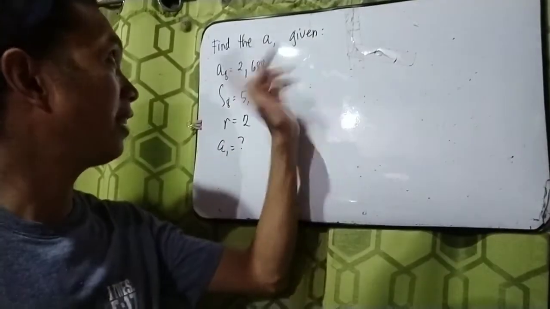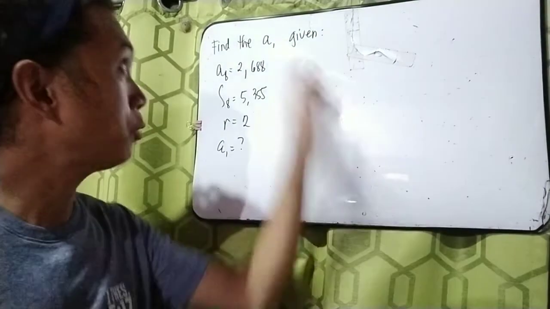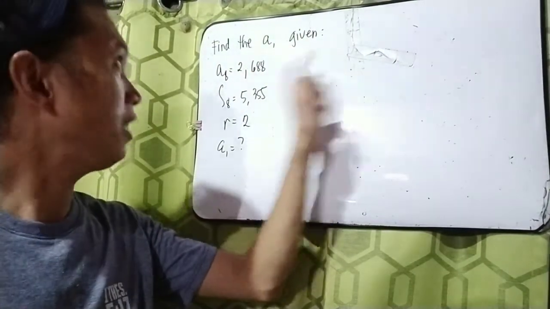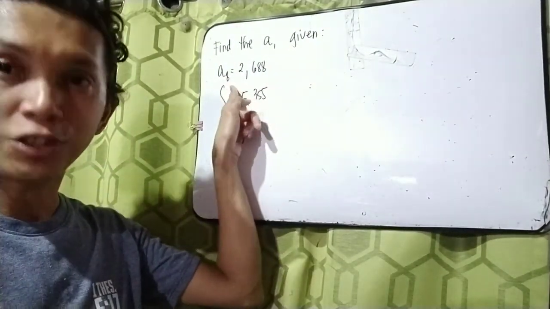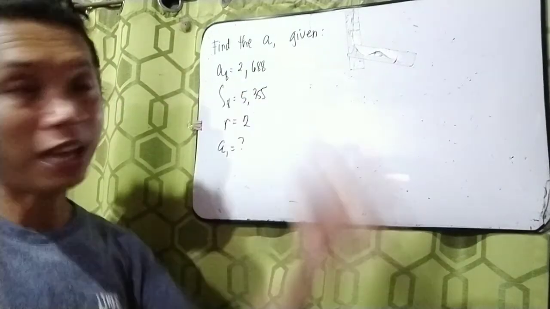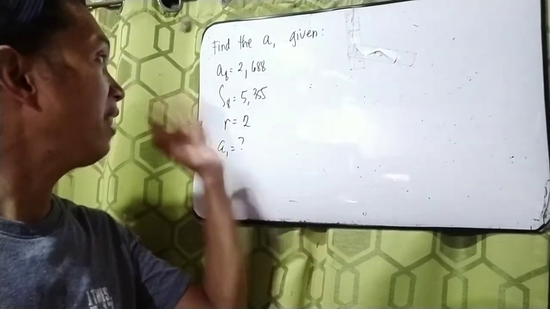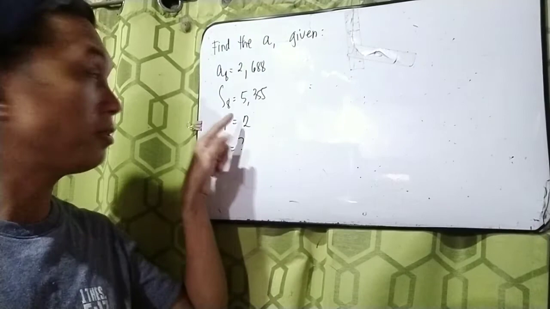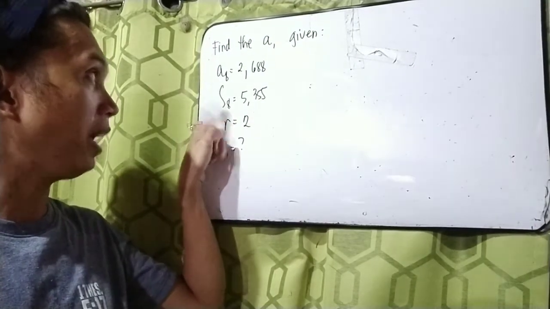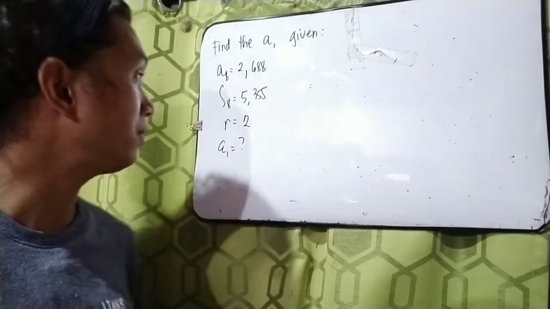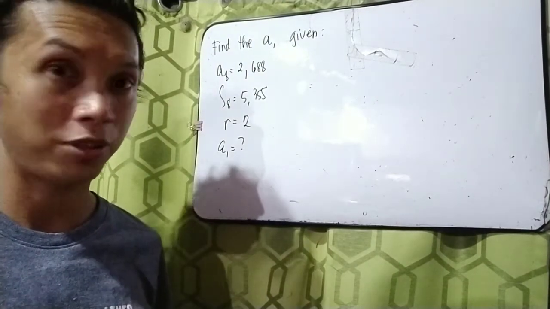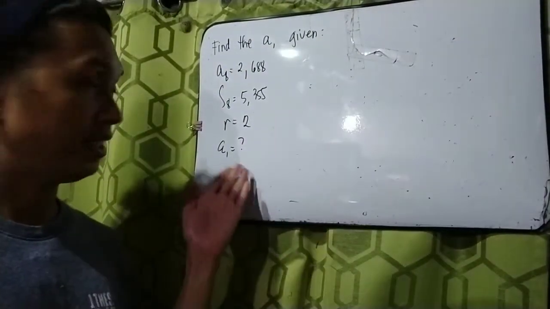So the problem goes like this. Find the first term, which is a sub 1, given the last term, which is the 8th term, a sub 8, equal to 2,688, and the sum of the 8 terms, S sub 8, is equal to 5,355, and the common ratio is equal to 2. So what is the first term?